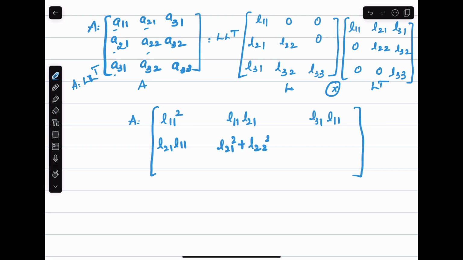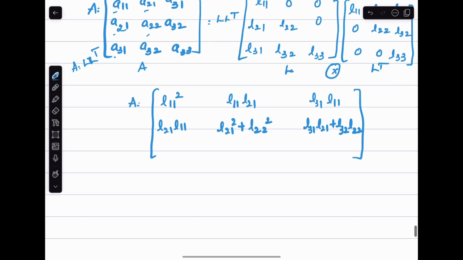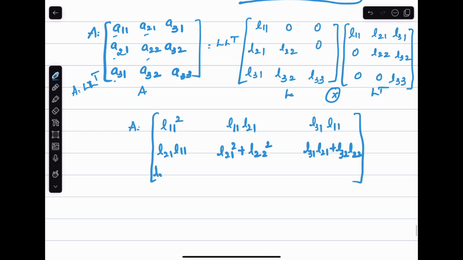If you are finding difficulty, please pause the video and solve it on your own. This has been done repeatedly back to back for many days, so please pause the video and check the answer along with mine. So L31 into L21 plus L32 into L22. Now the last row will be L31 into L11. Let me write it down. L31 into L11. The second element will be L31 L21 plus L32 into L22, and the last element will be L31 square plus L32 square plus L33 square.